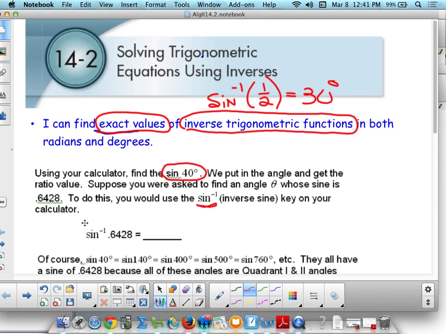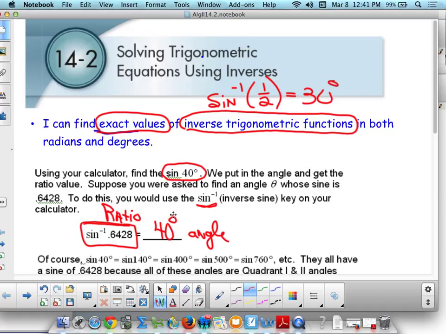So now what I'm asking you to do is this. Take inverse sine of that ratio. You're going to get what? 40 degrees, aren't you? You're not getting exactly 40. You know why? That's a rounded answer. You're not going to get exactly 40, but you're getting close. So now, the answer is 40.